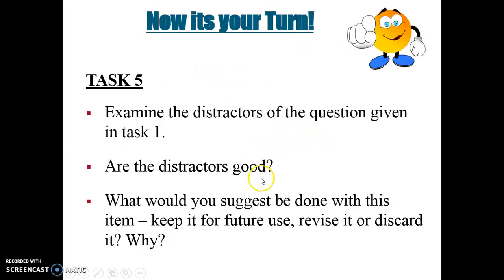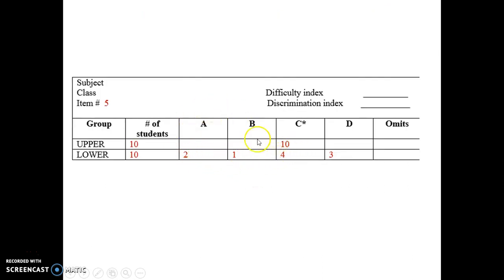So let's look at these. Let's look at the distractors in this question to see if they are working or not. Is A working as a distractor? It's not working too well because nobody from the upper group chose it. However, because two persons chose it from the lower group, it might be doing its job. D is also working because three persons from the lower group chose it, but for B, only one person chose it, which would suggest it would need some revision to make it a little bit more plausible in terms of distracting those who are not knowledgeable.